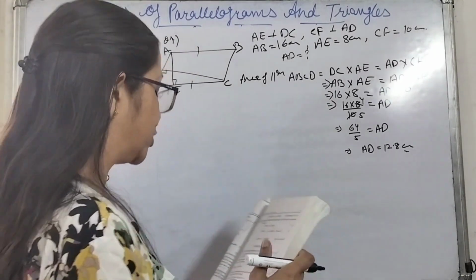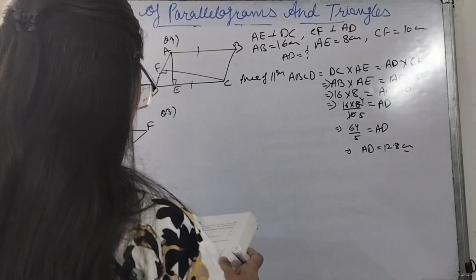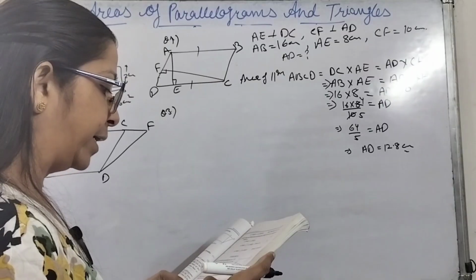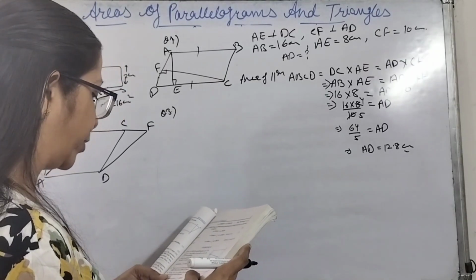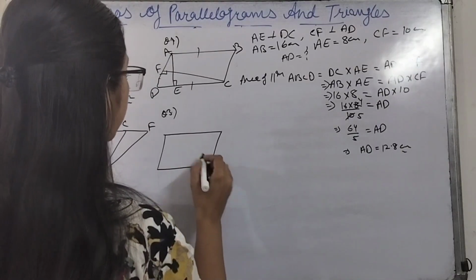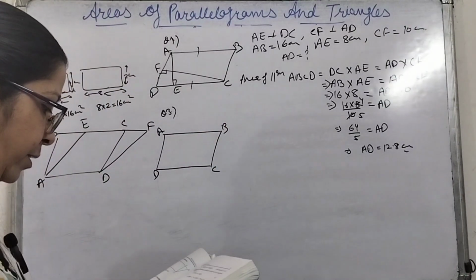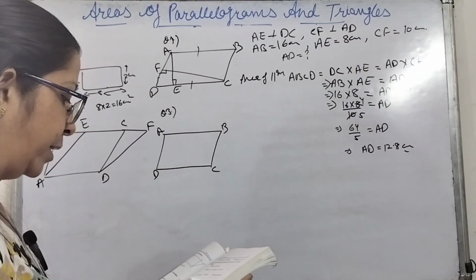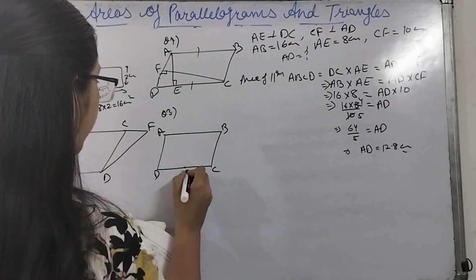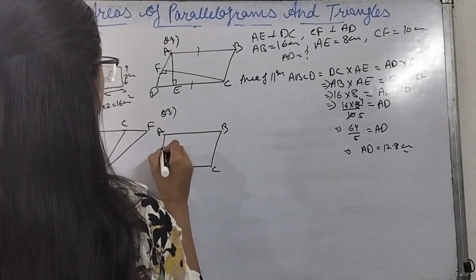Now let's see question number 3. P and Q are any two points lying on the side DC and AD respectively of a parallelogram ABCD. First of all, we will make a parallelogram ABCD, A, B, C and D. Then P and Q are lying on DC. Over here P is there somewhere, and Q is lying on AD. Q is lying over here.